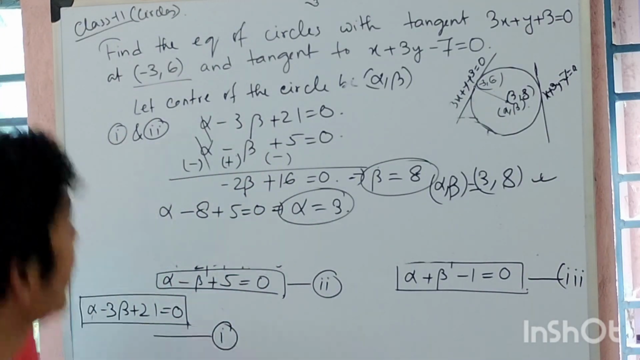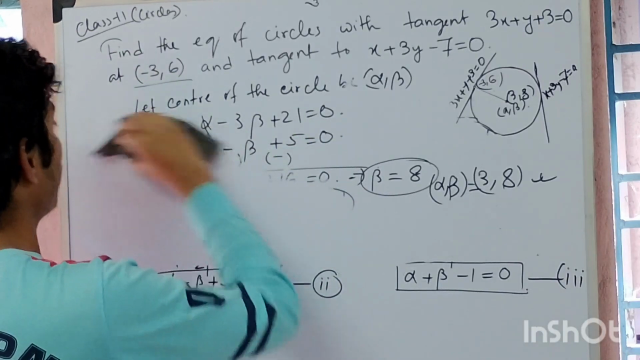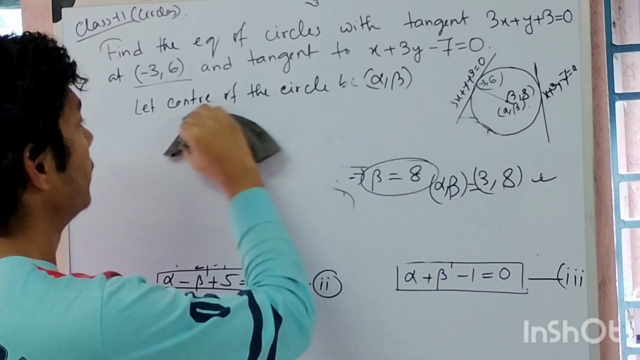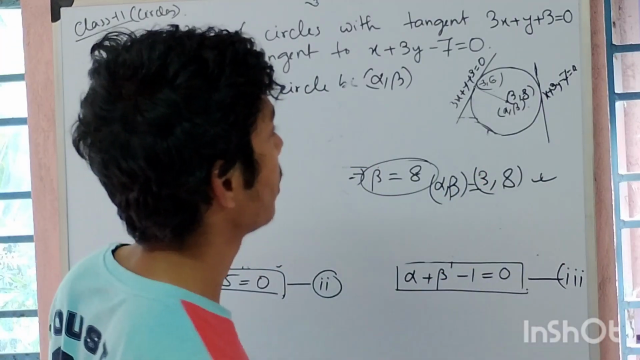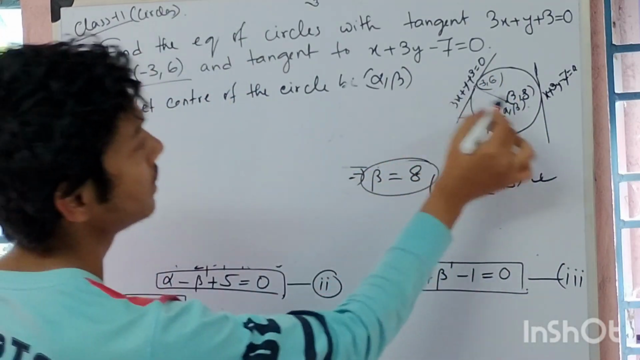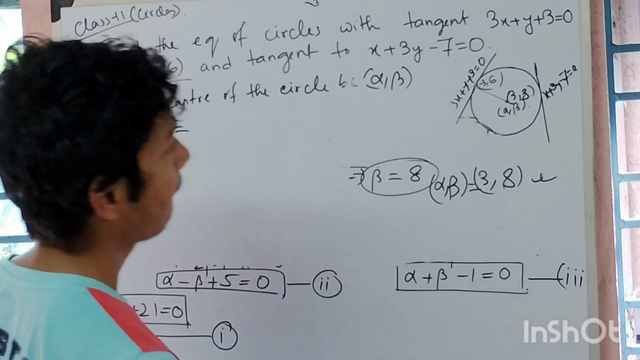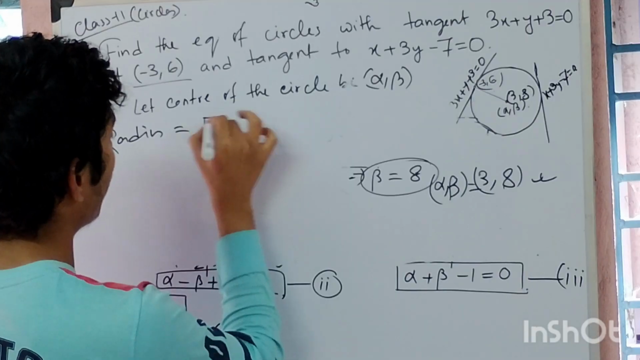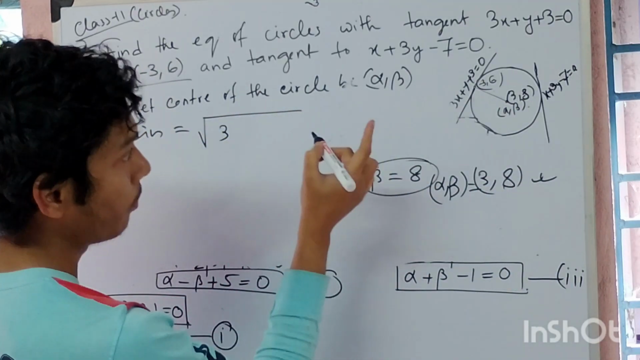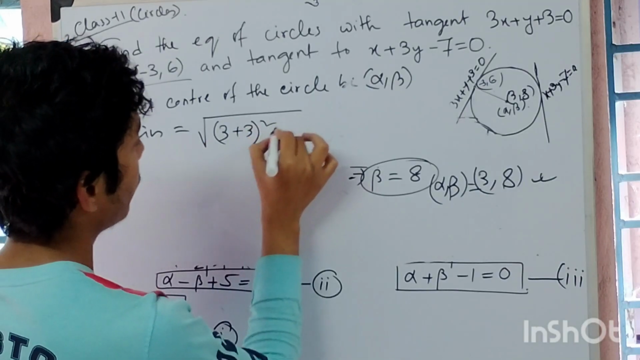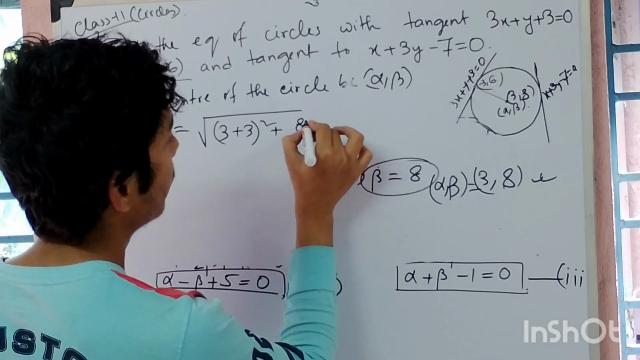Fine, I am erasing this one. The place is very short, that's why I have to erase again and again. That's not the issue, because the thing which was needed has already been done. So now, what is the distance between these two points? So the radius will be the root of the distance between them. It will be 3 minus of minus 3, which means plus 3, square, plus 8 minus 6, whole square.